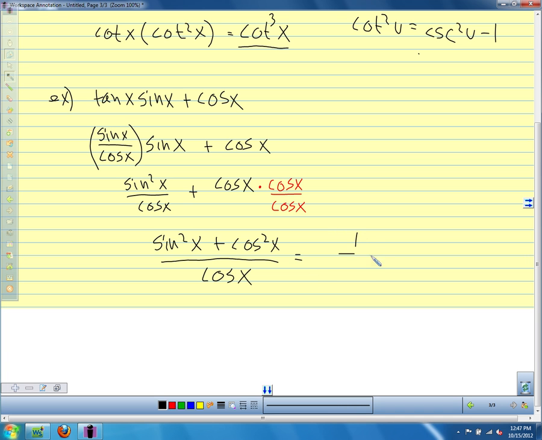So this equals 1 over cosine x, which is the same as secant x. So this expression simplifies to secant x. Secant x is much easier to work with than this thing. So this one I converted everything to sines and cosines, and then we had to find a common denominator to add.